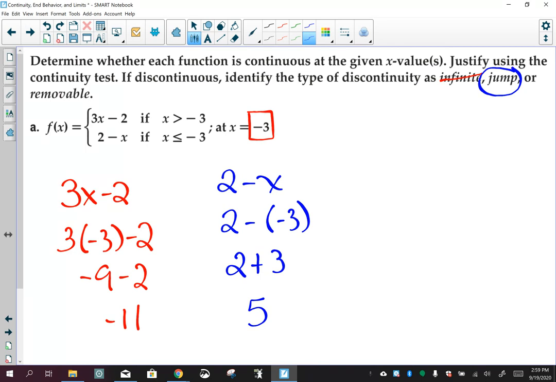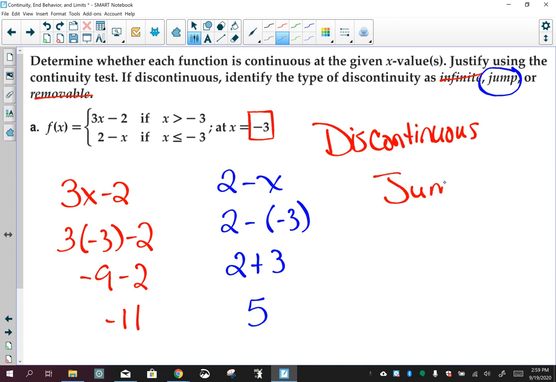looking at a jump. We know that this is not removable because there's nothing here to cancel out with, so we can go ahead and get removable away as well. So infinite and removable we're able to eliminate in the beginning. So now we need to look at, is it continuous or is it discontinuous via the jump? Is it jumping? Okay. So this is discontinuous. And the type of discontinuity you have is a jump. Okay. So that's how you would answer this question.